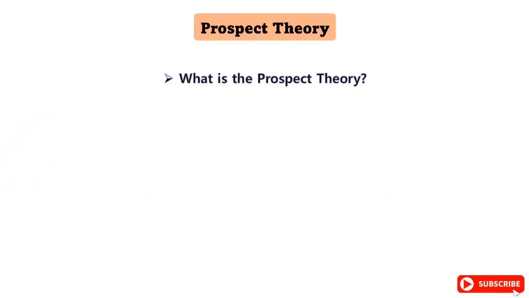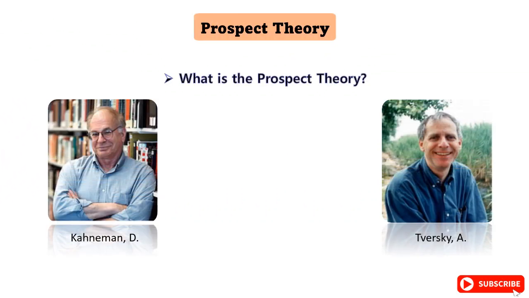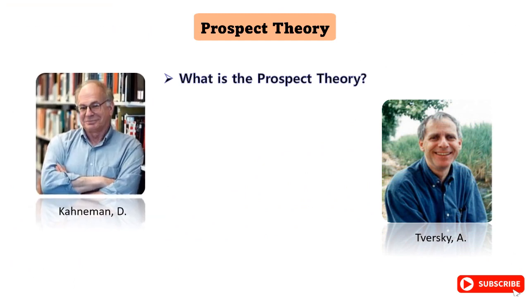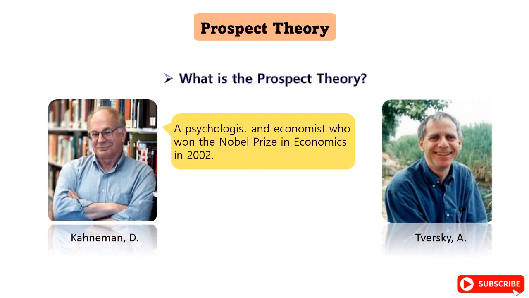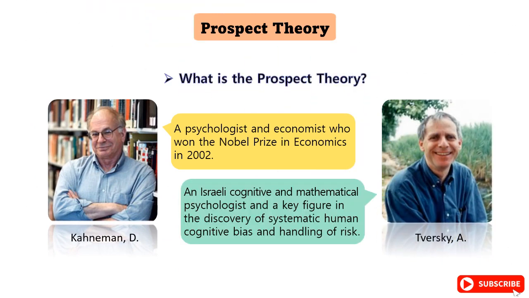The prospect theory is a theory proposed by Kahneman and Tversky. Kahneman was a psychologist and economist who won the Nobel Prize in Economics in 2002. Tversky was an Israeli cognitive and mathematical psychologist and a key figure in the discovery of systematic human cognitive bias and handling of risk.